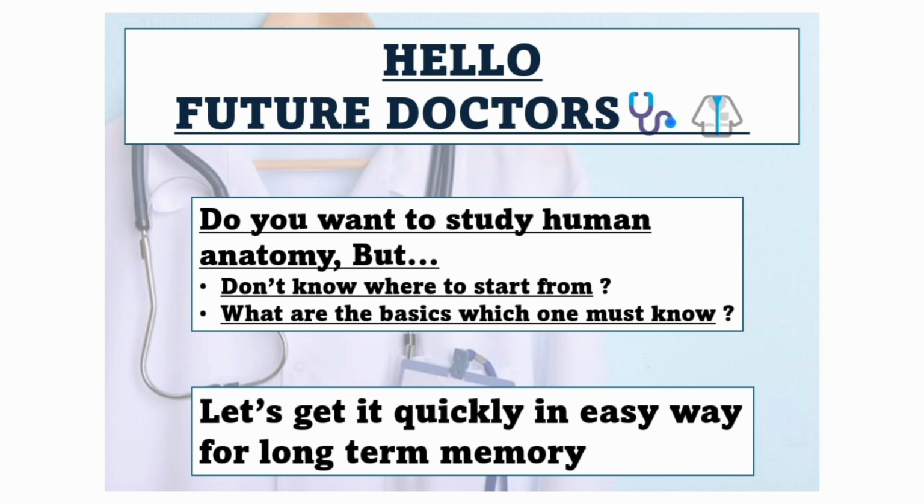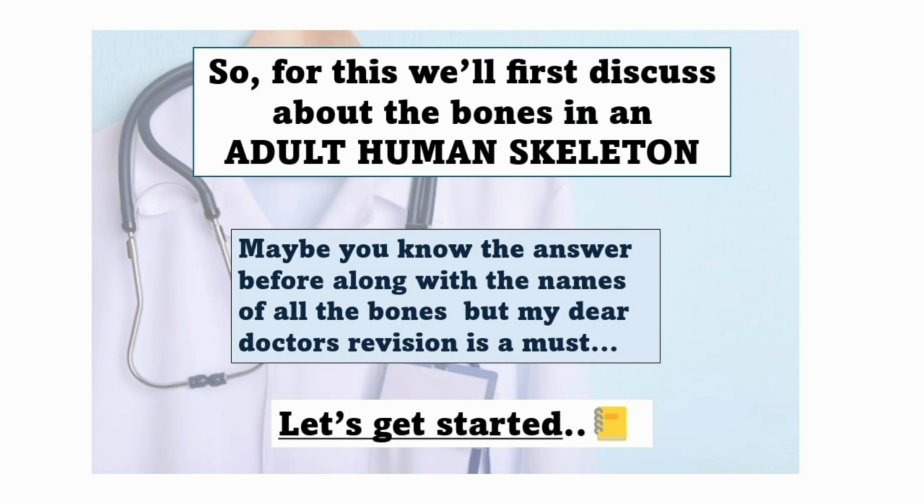Do you want to study human anatomy but don't know where to start or what the basics are which one must know? So, let's get it quickly in an easy way for long term memory. For this, we'll first discuss the bones in an adult human skeleton. Maybe you know the answer before, along with the names of all the bones, but my dear doctors, revision is a must. So, let's get started.